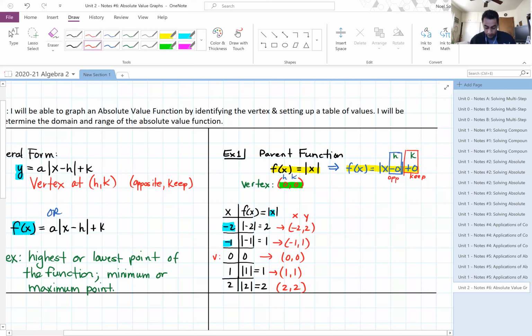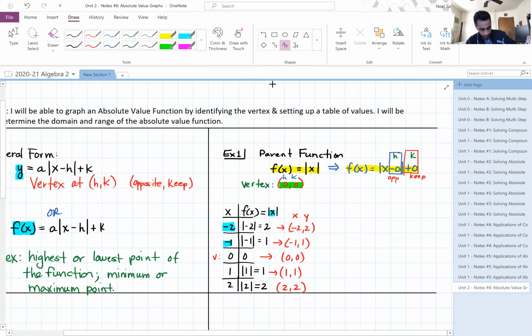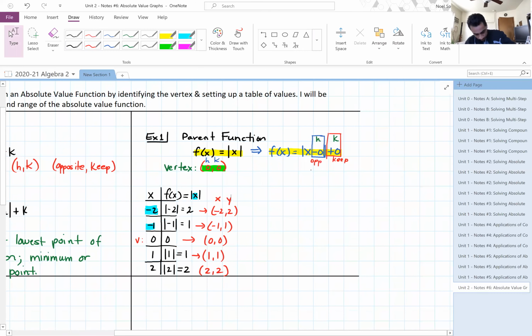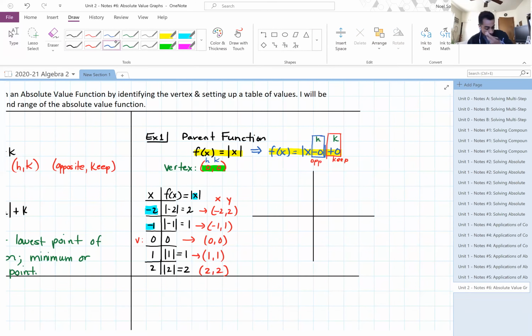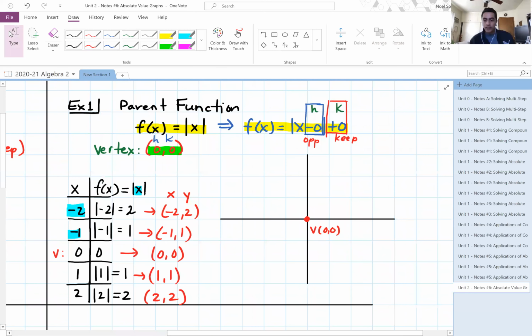All right. So now that I have the table and I have my inputs and outputs, I have my coordinate points, then we can just graph it on an XY plane. All right, so let's go ahead and do that. Using red here, so it stands out a bit. The first point I always like to draw is the vertex. I like drawing the vertex first, and I like labeling it. Here it is. It's my V at 0, 0. Let me zoom in a bit. Okay, and then I'm going to plot everything else.